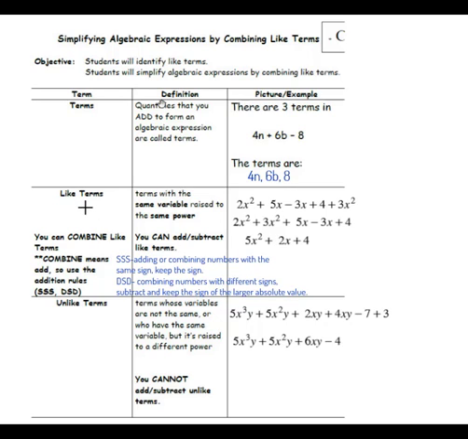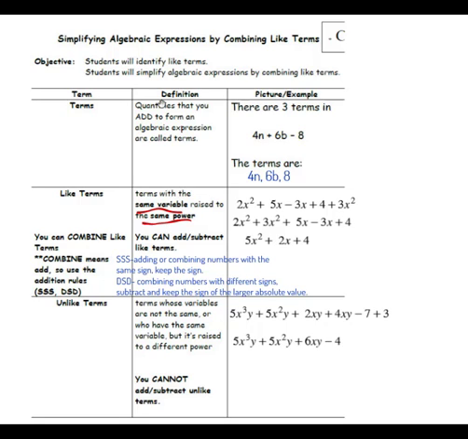Like terms: terms with the same variable raised to the same power. Very important: you can add and/or subtract like terms. So you can combine, and combine just means to add. So you use the addition rules of SSS or DSD.